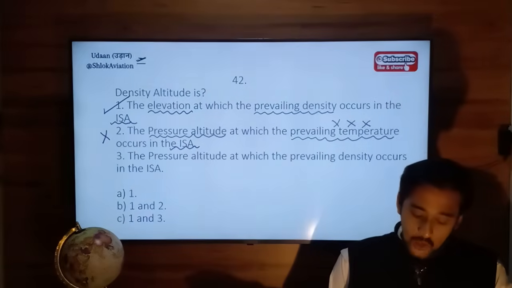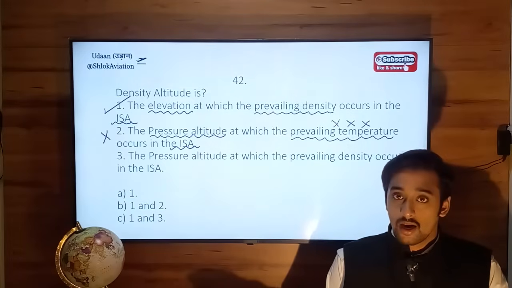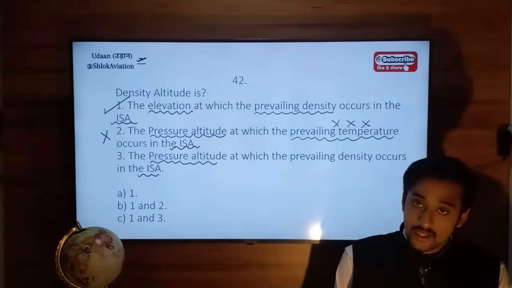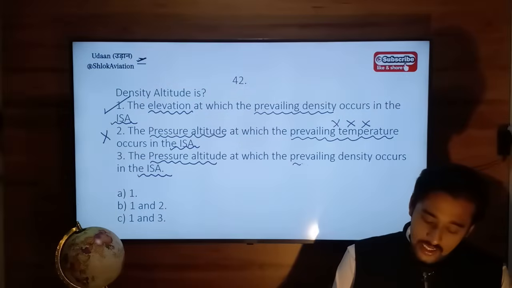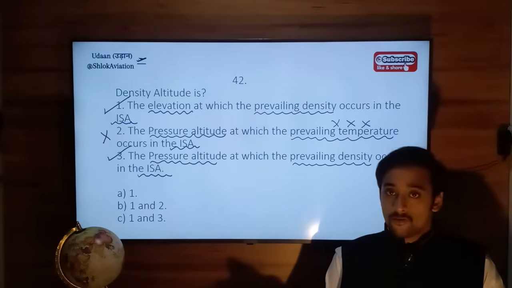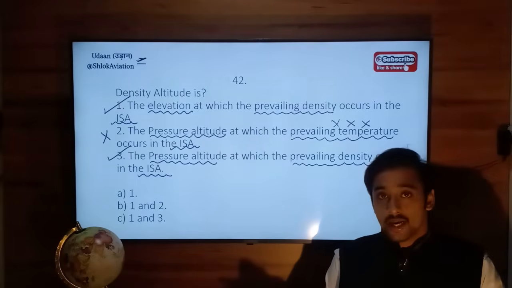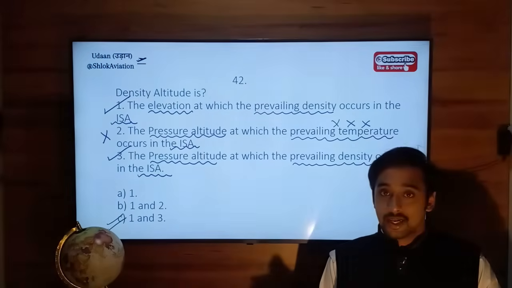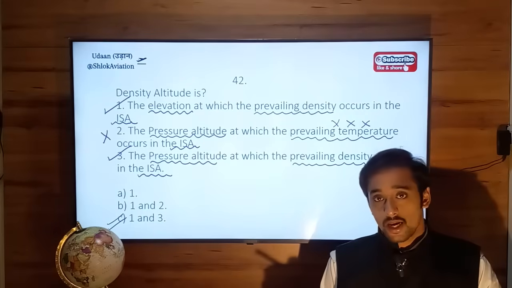Statement 3, pressure altitude at which prevailing density occurs in ISA. So pressure altitude right, ISA is right, and prevailing density is also right. So statement 3 is correct. So out of these three options, the correct option containing statement 1 and 3 is option C. So option C is the correct option.